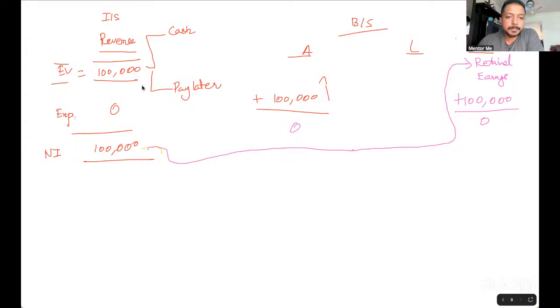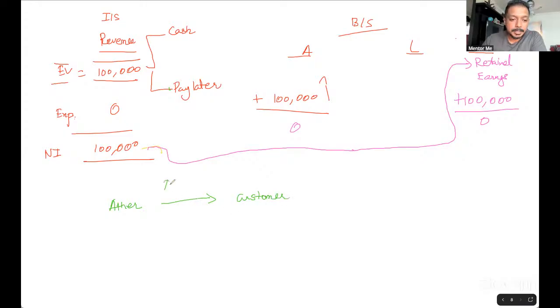Second scenario. Let's say the person says, okay, fine, I bought the product, but I'll pay you later. Let's say after 1 year. Okay, 100,000, I'll pay you later. So now the question is, in terms of the income statement, I will still recognize the revenue because the ether that I was trying to sell has gone to the customer.